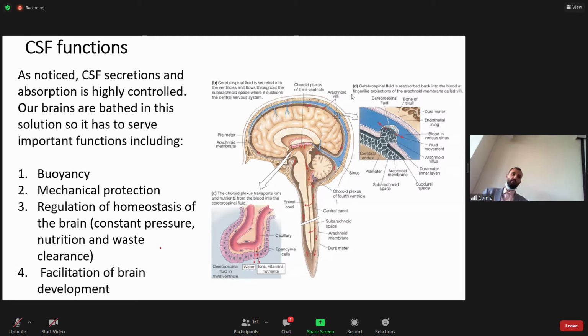Anyone guess? In terms of kilograms? 1.5, excellent. It's actually 1.5 kilos. And the CSF makes it feel like 50 grams. So it provides buoyancy, this is what we call buoyancy, okay? Also, some suggest that it regulates the homeostasis of the brain, as it provides constant pressure, provides nutrition, removes waste. Also, some studies suggest that it has a role in the development of the brain. So CSF is very important.